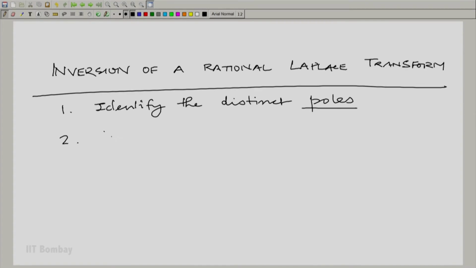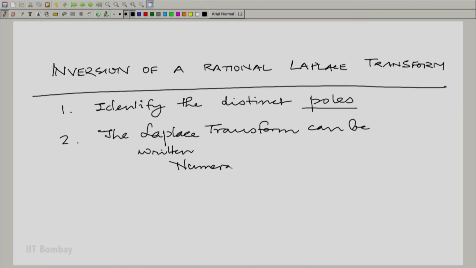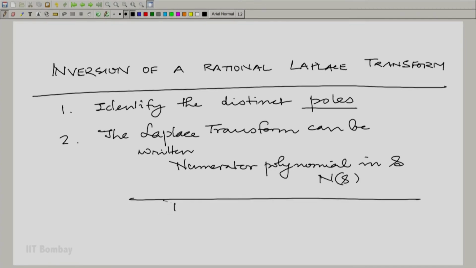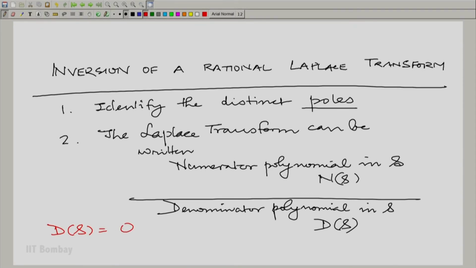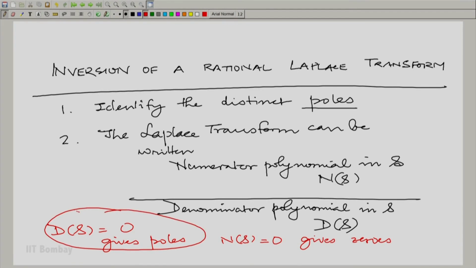So, let us first write down the ratio of polynomials in s. The Laplace transform can be written as a numerator polynomial in s, let us call it N of s, divided by a denominator polynomial in s, let us call it D of s. Now, of course, just to review, D of s equal to 0 gives the poles and N of s equal to 0 gives the zeros, and it is this that we have identified, keeping in mind possible repetitions.